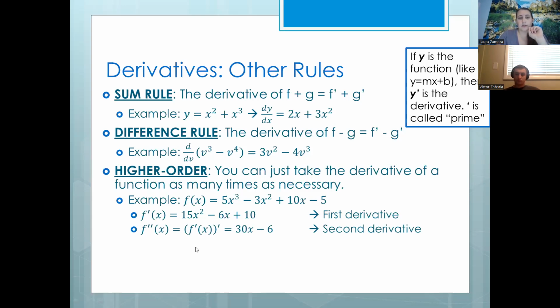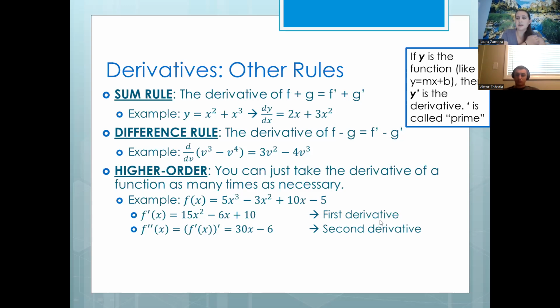So here's another way that we could write that out. The derivative, the prime, remember means derivative, of the derivative of f with respect to x. And so we do the same thing that we did before, right? Apply the power rule. 15 times 2 is 30. And then x to the 2 minus 1 is x to the 1. Here, the derivative of 6x would be 6. 10 is a constant, so the derivative of a constant is 0. That part will go away.